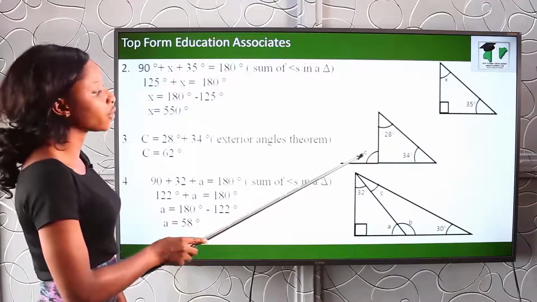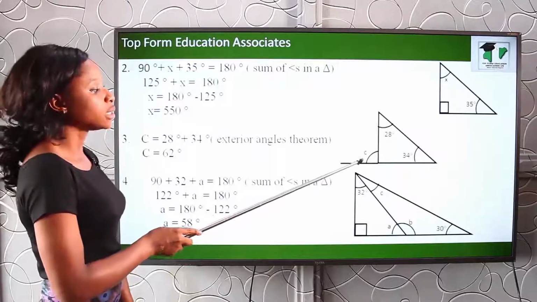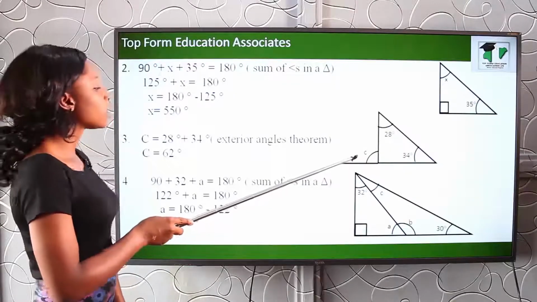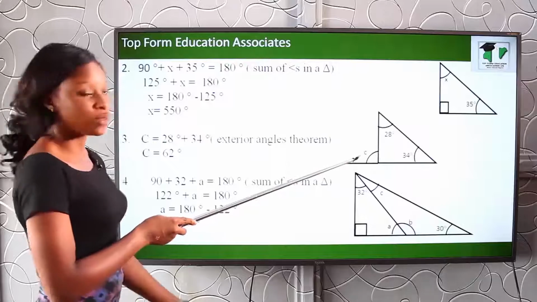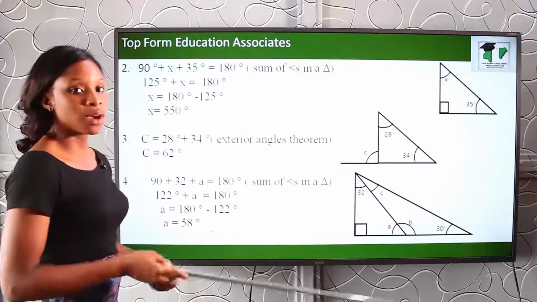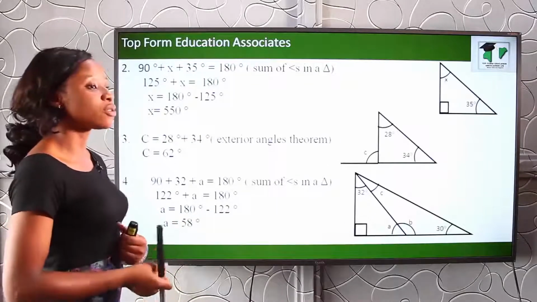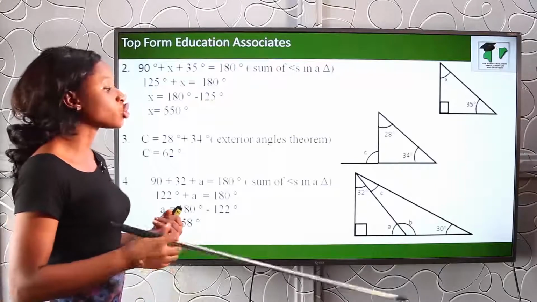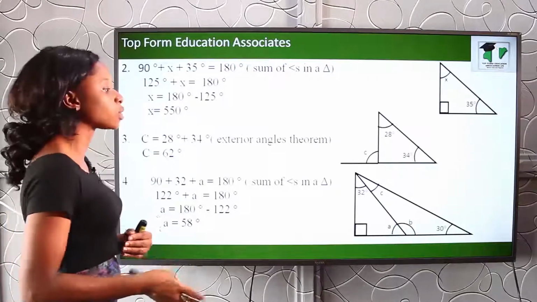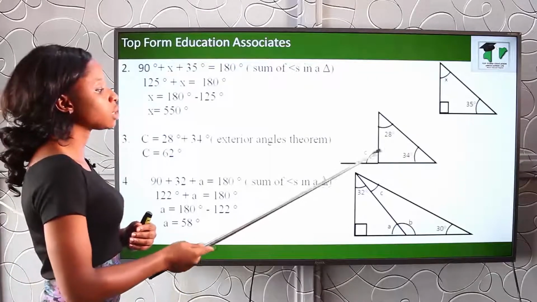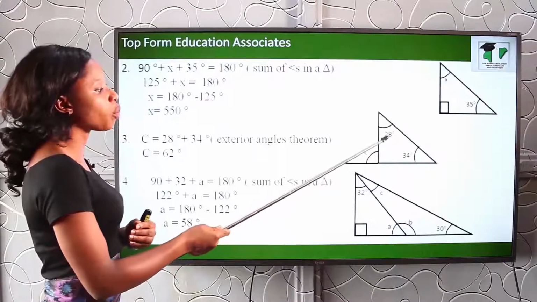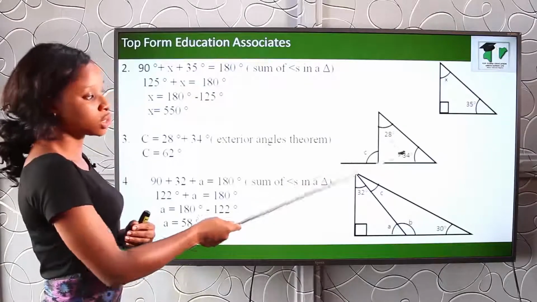C, this is what we are looking for. We have to find the value of C. If you look at this, you see that C is an exterior angle, and from what we've learned, we said that an exterior angle is equal to the sum of the interior opposite angles. If you look at this, you will see that C is opposite to these interior angles.